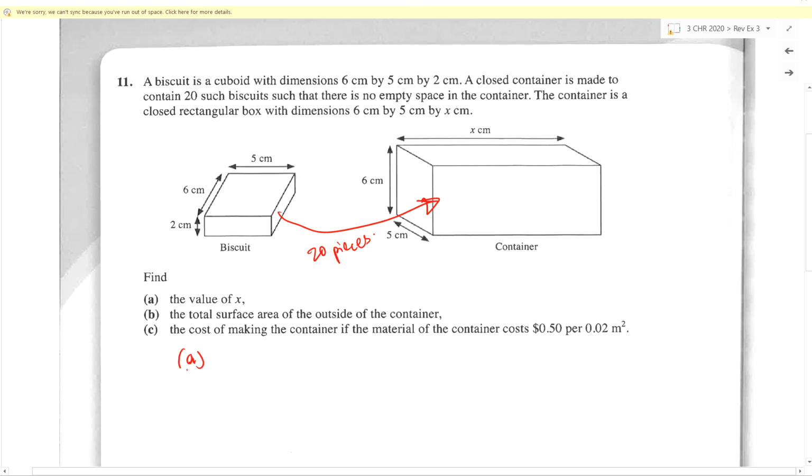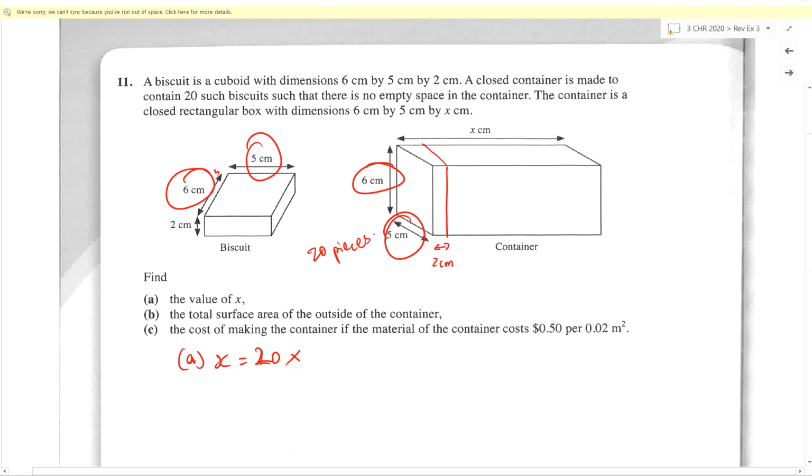So part A, x will be, I know it's going to be 20 times something, but 20 times what? 20 times 2. How do you know it's 2? Why can't it be 6? Yeah, okay. So you should realize that this 6 should be in line with this 6, and this 5 should be aligned to this 5, such that each piece will look like this, 2 cm. There you go. So we have many of these pieces. Since there are 20 pieces, it is going to be 20 times 2, or 2 times 20, same thing. So x has a value of 40. The units will be centimeters. Okay, I didn't draw this very well. It should be parallel.